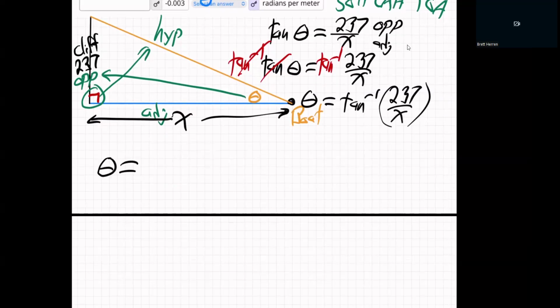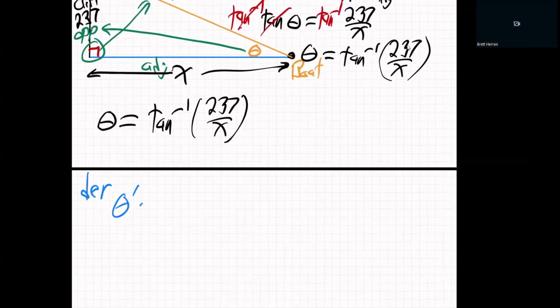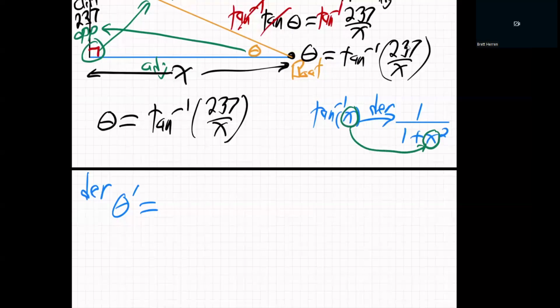Theta equals tan inverse 237 over x. Okay, now it's derivative time. So theta prime, what is it? Well, how do you take the derivative of tan inverse of anything? You know the rule? It's 1 over 1 plus x squared. Whatever you have plugged in here ends up right there, squared, right?